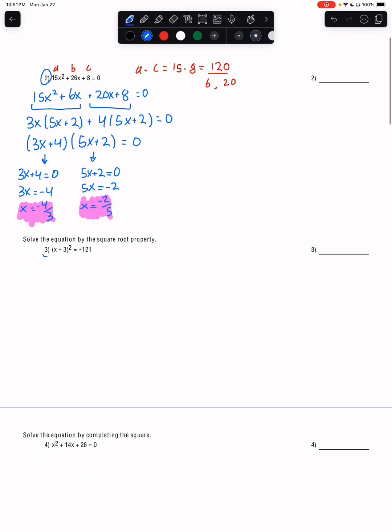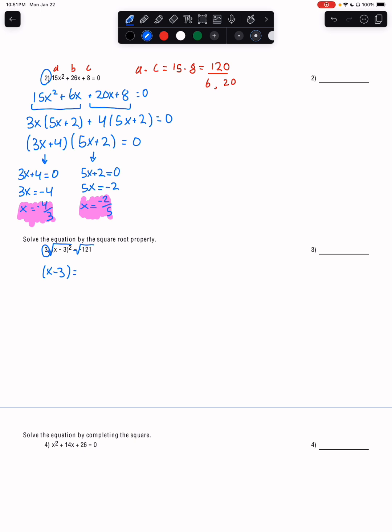We're also going to do question number 3 right here. It says solve the equation by the square root property. So in this case, we can just simply take the square root. We don't really need to move anything around. We have the squared part right here, so let's just keep it nice and simple. And we'll take the square root of both sides. The left-hand side is pretty simple. I mean, it's just going to turn to x minus 3.